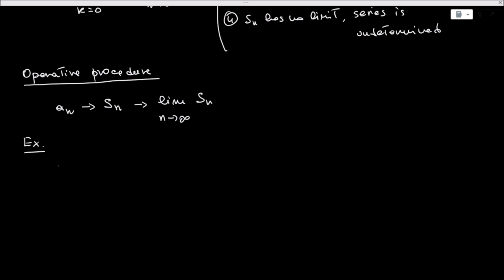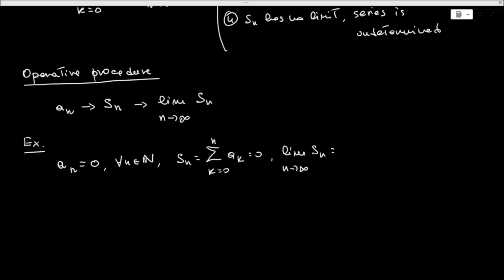So let's provide a few simple examples. Let's suppose that we have the null sequence, so the sequence of all zeros, for every n natural number. Well, then of course Sn, which is the sum for k that goes from 0 to n of ak, of course this is 0. And it is clear that the limit as n goes to infinity of Sn, of course, is 0, which is nothing else than the sum of the series. Okay, this is quite trivial.